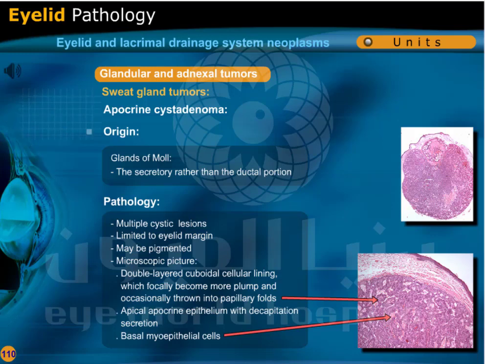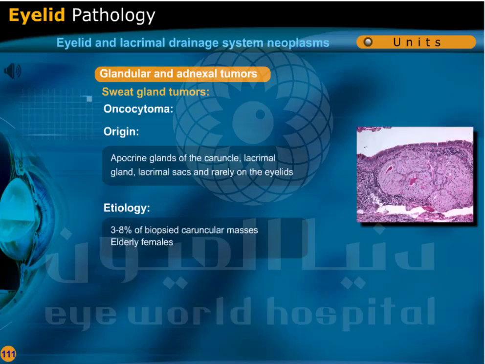Apical apocrine epithelium with decapitation secretion. Basal myoepithelial cells. Oncocytoma. Origin: apocrine glands of the caruncle, lacrimal gland, lacrimal sacs, and rarely on the eyelids. It represents 3 to 8% of biopsied caruncular masses. It usually affects elderly females.